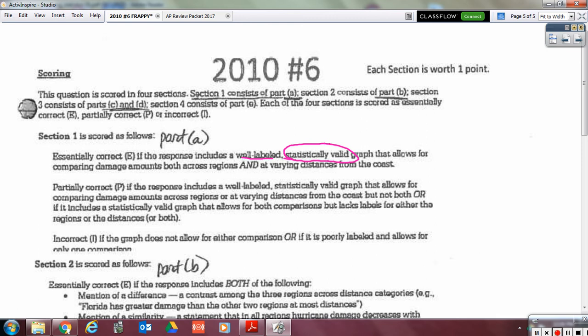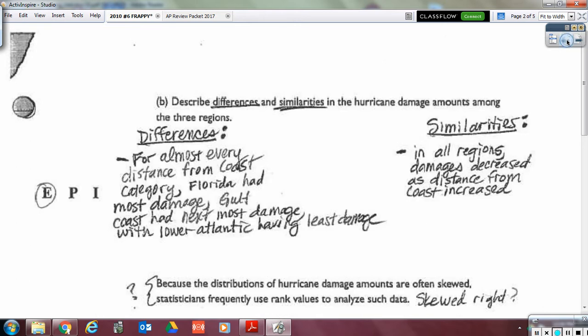The other way that you got your full credit is it had to have this information for 2 groups. It should have compared the damage across the regions and at the varying distances from the coast. So you should be able to compare the different regions and varying distances from the coast. If you've got data that does that, you get full credit. If you have one of those missing, then you get partial credit. And again, if it's not well labeled, it's automatically wrong. So give yourself a point, half a point, or no points on that one.